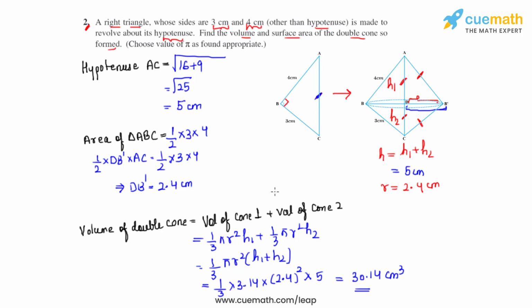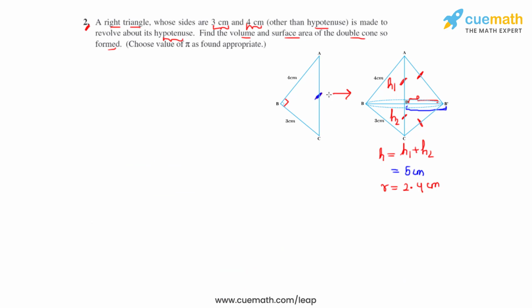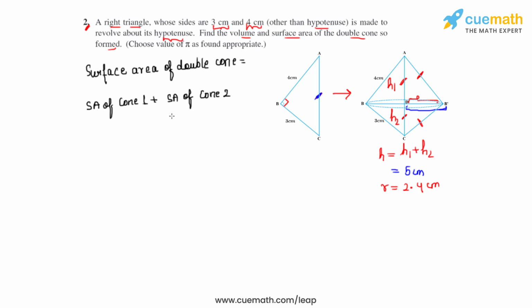Now we'll be going on to the next part of the question, wherein they have asked us to find the surface area of the double cone. So the surface area of the double cone will be equal to the surface area of cone 1 and the surface area of cone 2. So we can write it like this. Now we'll substitute the formulas for them, and that will be pi r L1 plus pi r L2, where L1 and L2 are the slant heights of the cones respectively.